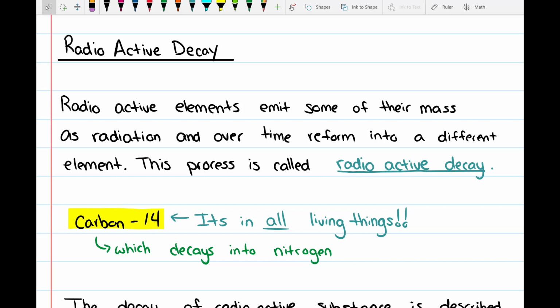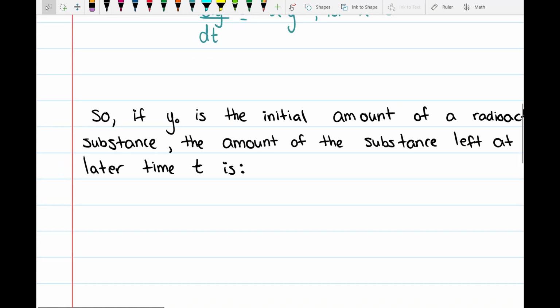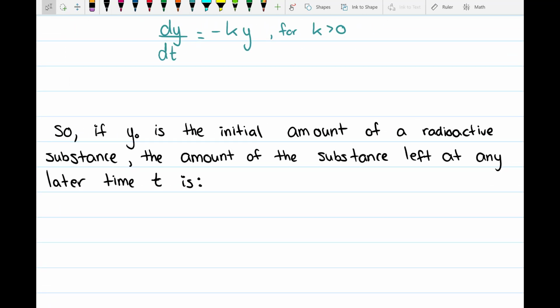The decay of a radioactive substance is described by the equation dy, the change in y, with respect to time, is equal to negative k times y for k values larger than 0. This is very similar to our exponential growth equation. The only difference is that we're putting a negative in front. So if y naught is the initial amount of a radioactive substance, the amount of substance left at any later time t is, and that's what we're going to do right now.